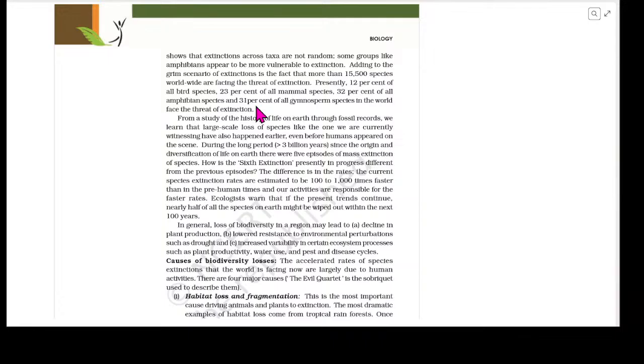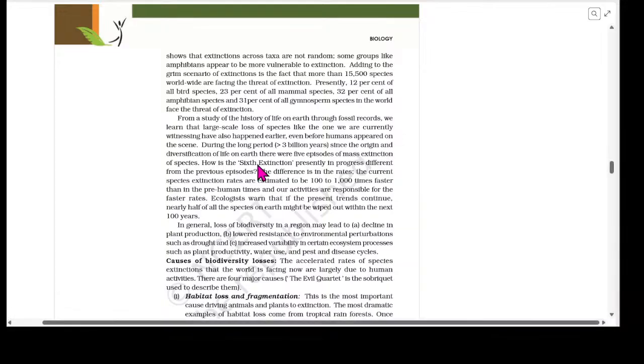From a study of the history of life on Earth through fossil records, we learn that large-scale loss of species like the one we are currently witnessing has also happened earlier, even before humans appeared on the scene. During the long period of more than 3 billion years since the origin and diversification of life on Earth, there were 5 episodes of mass extinction of species.